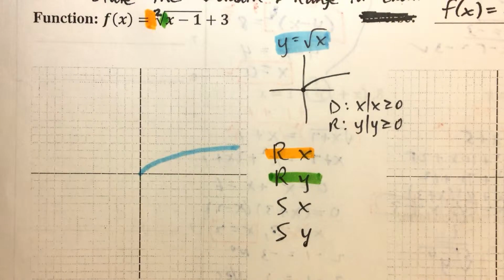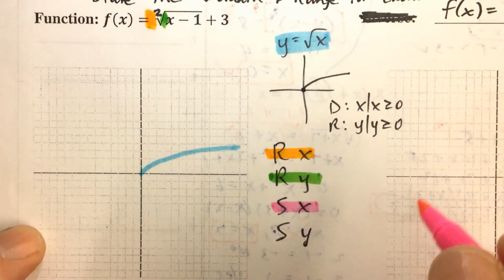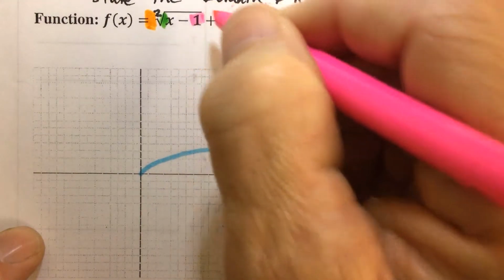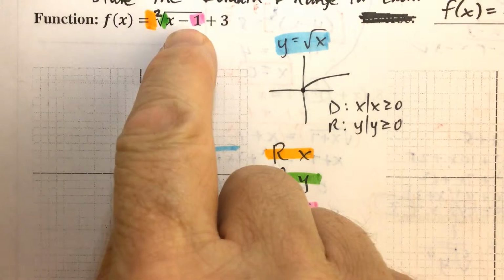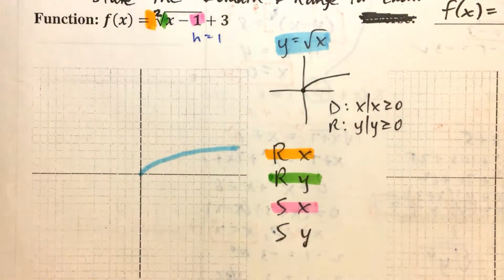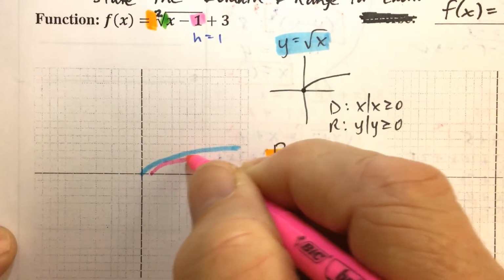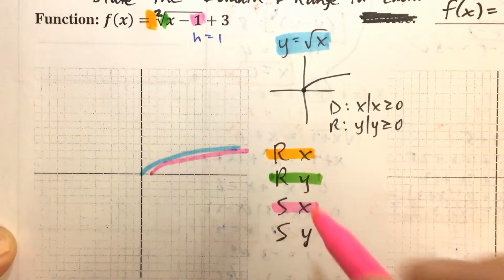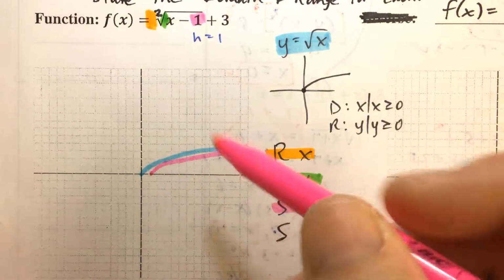The next thing we do, I hope I have enough colors here, we look to see if we shift in the x direction. Whatever number is being subtracted from x is the number of units that we're going to shift in the x direction. So we see that the h value here is 1, so we're going to move 1 unit to the right. So we're going to take this graph and move it 1 unit to the right, and that's what that would look like. So the pink graph is the shifted graph of y equals radical x, 1 unit to the right.